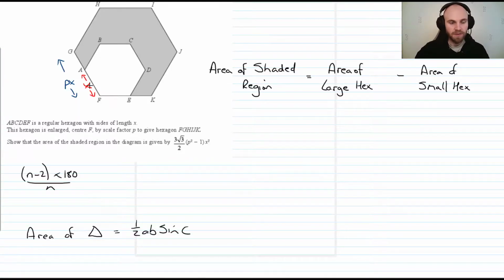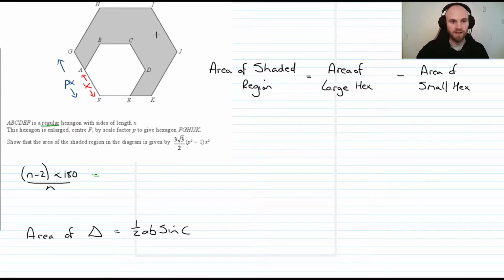Okay, so what I've done here is I've put the length of x on here, I've put the length of px right here. Now we need to work out the size of these angles, and the angles in the large hexagon are going to be exactly the same as the angles in the small hexagon. Remember, it's a regular, I'm going to underline that again, it's a regular hexagon.